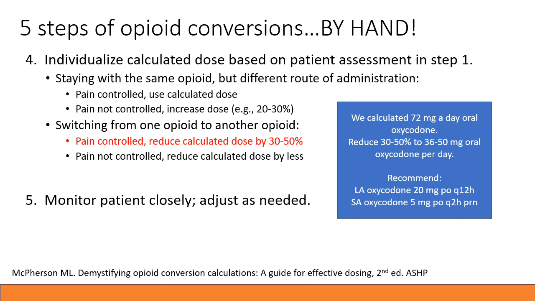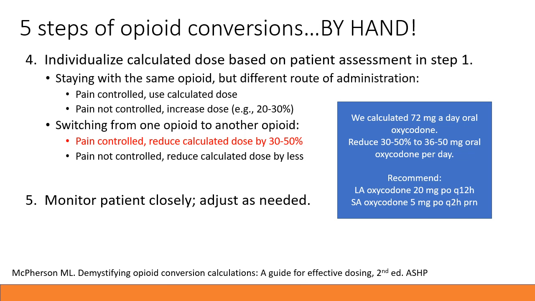Now the next step is, what do we do with this number that we calculated? So again, are we staying with the same opioid? No, we're switching opioid. So we're going to go down to the second sub bullet. We're switching from morphine to oxycodone, and the situation here is his pain was controlled. We're just switching because of a side effect. So he's not going to have complete cross tolerance. So we will reduce the calculated dose by 30 to 50%.